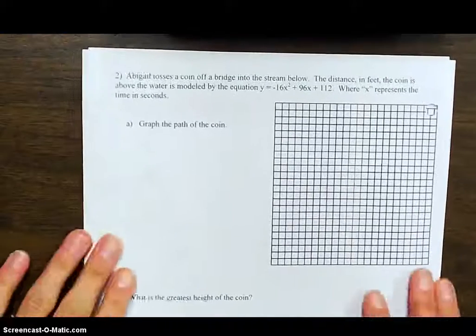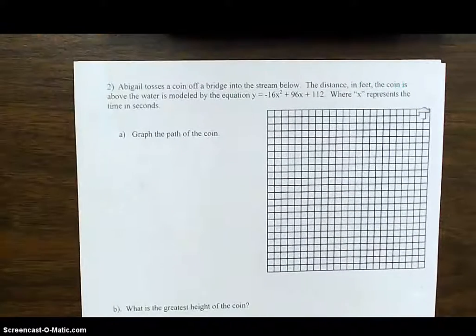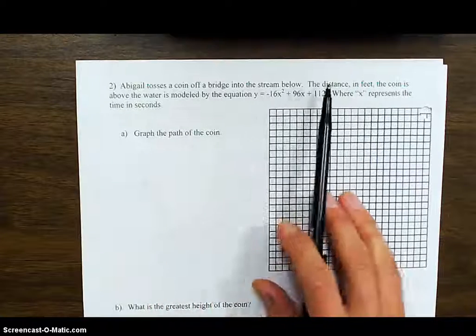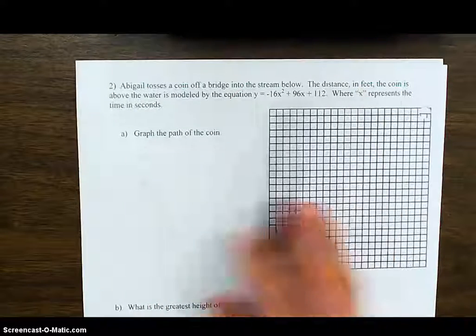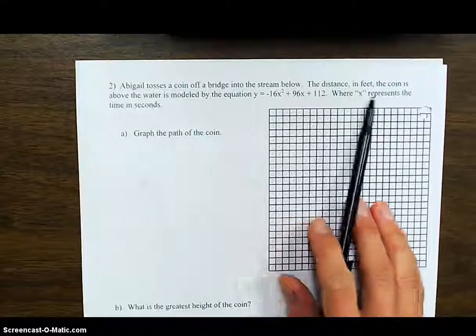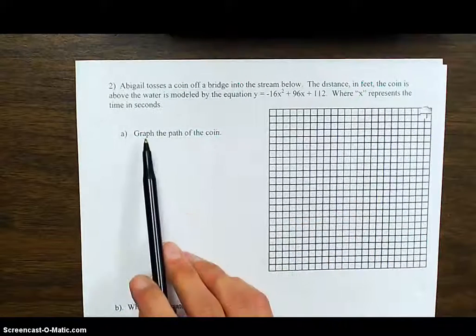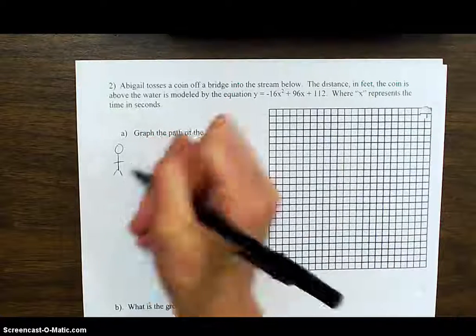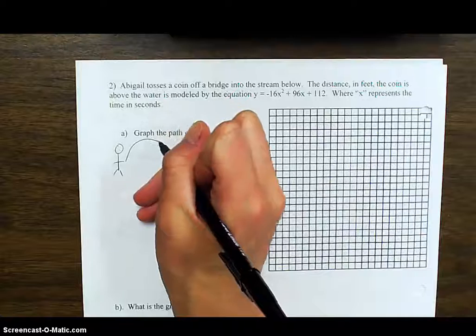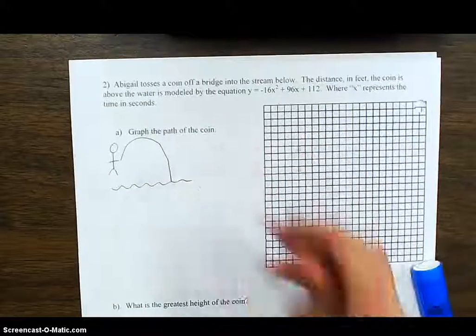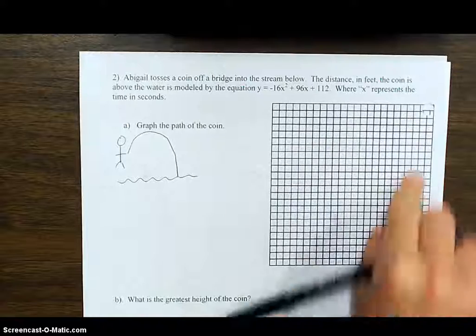All right, let's flip over and let's try one more. Okay, so here we have Abigail tosses a coin off the bridge into the stream below. The distance in feet the coin is above the water is modeled by the situation here, where x represents the time in seconds. We want to graph the path of the point. So again, here we have Abigail. She's throwing a coin up and it's going down off the bridge until it hits the water. So we want to graph that in our parabola.